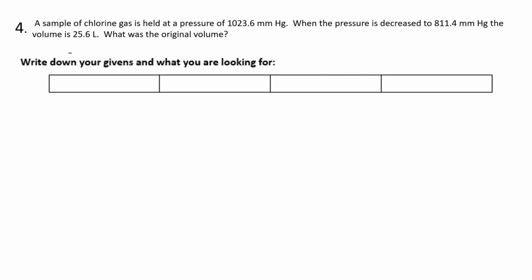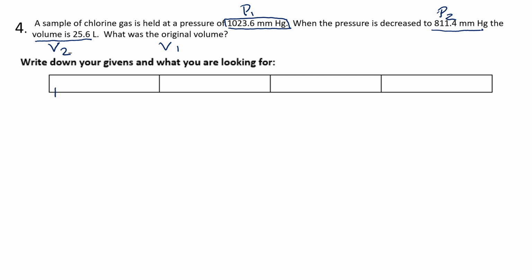Okay, so for our fourth example, we have a sample of chlorine gas that is held at a pressure of 1,023 millimeters of mercury. When the pressure is decreased to 811.4 millimeters of mercury, the volume is 25.6. So we started with 1 and we went to a second. So this is our P1. This is our P2. So this is our V2. And it wants to know what is the original volume.